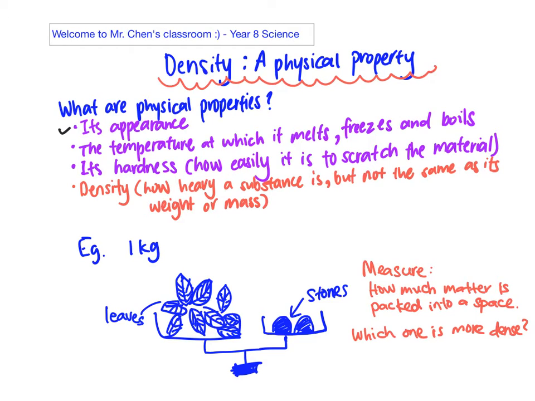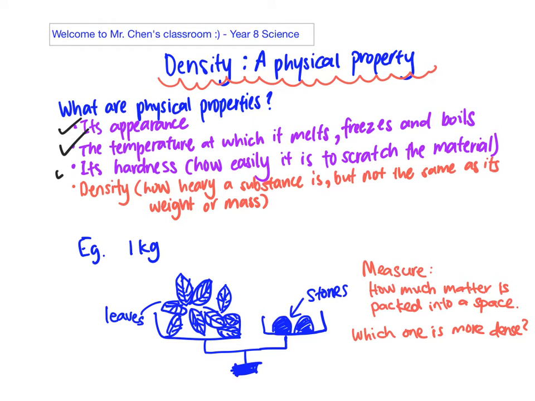So if I give you one metal, for example, aluminium, it is shiny. That is the first physical property that you can look at. Shiny, kind of white, silverish colors. Next we look at the temperature at which it melts, freezes and boils. That describes at what temperature aluminium starts to freeze and melt and turn from solid to liquid. And the third one is hardness.